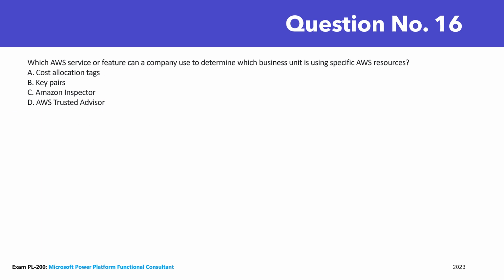Which AWS service or feature can a company use to determine which business unit is using specific AWS resources? A. Cost allocation tags. B. Key pairs. C. Amazon Inspector. D. AWS Trusted Advisor. Correct answer, A.